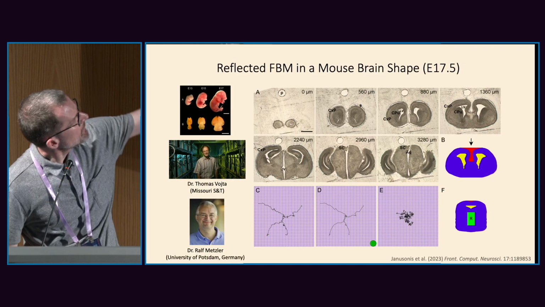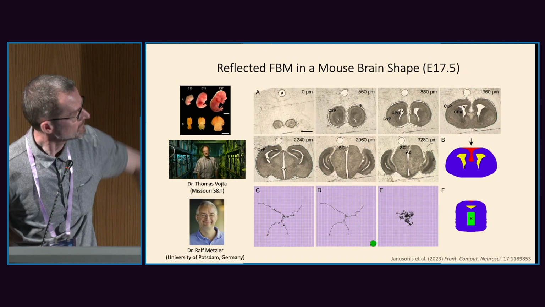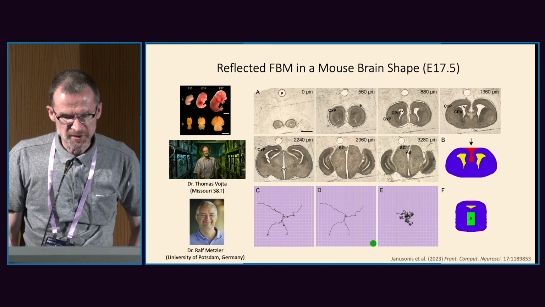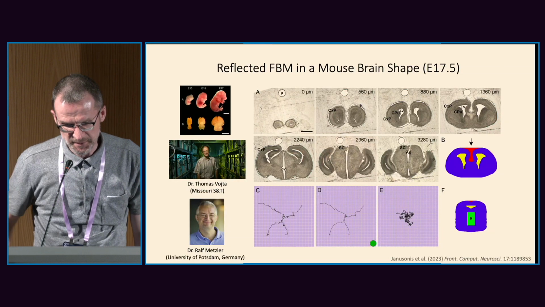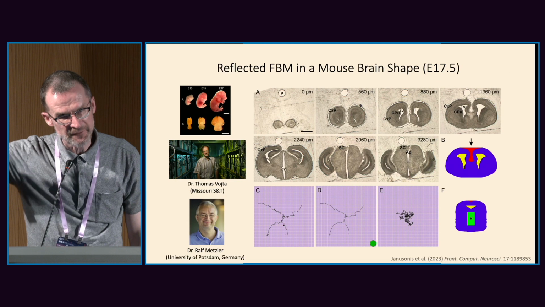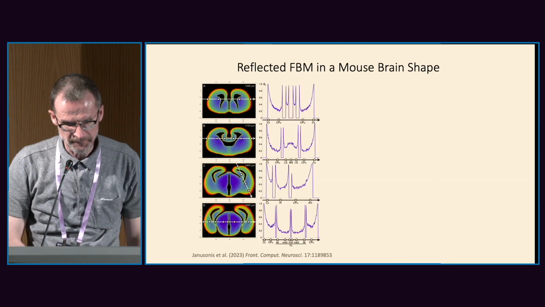And this was done in collaboration with Thomas Voigt and Ralph Metzler. So it's a collaborative project with Germany, and we published a complete atlas of it. What would you expect the distributions to be if you simply had fractional Brownian motion, traveling through neural tissue in a realistic brain shape?